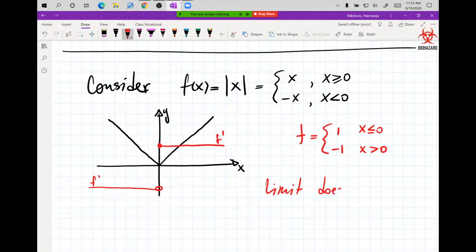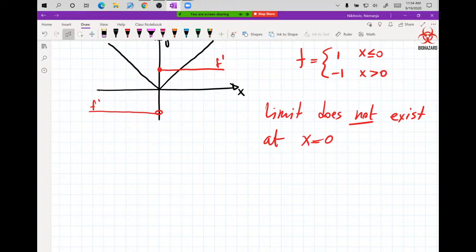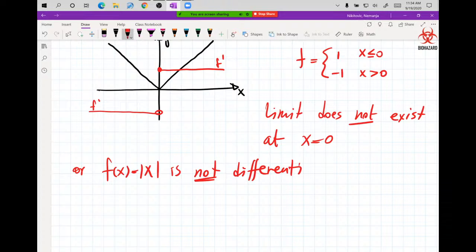limit does not exist at x equals 0. It exists everywhere else. We can also say the function is not differentiable at 0. That's another way. Or f of x equal absolute value of x is not differentiable at x equals 0. That's another way to say the same thing.